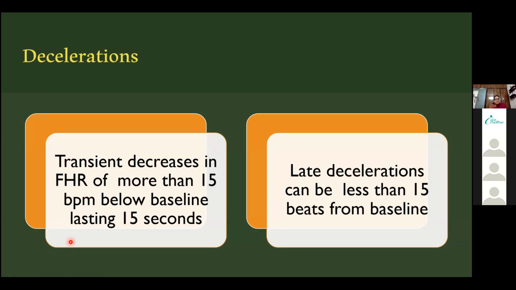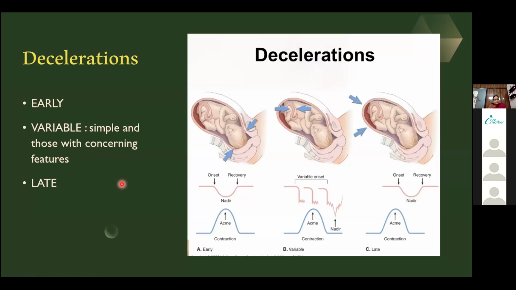So decelerations, what is deceleration? A reduction in the fetal heart rate, the heart rate should be less by 15 beats per minute below the baseline, lasting for about 15 seconds. The late decelerations can be again of a lesser height. It can be less than 15 beats difference. The decelerations are classified into early, variable, and late.